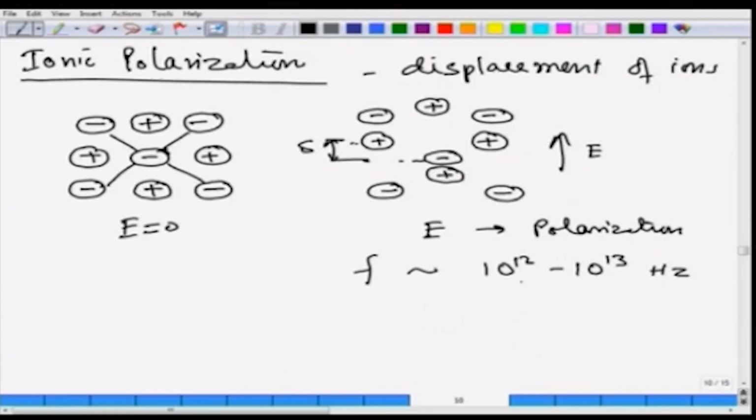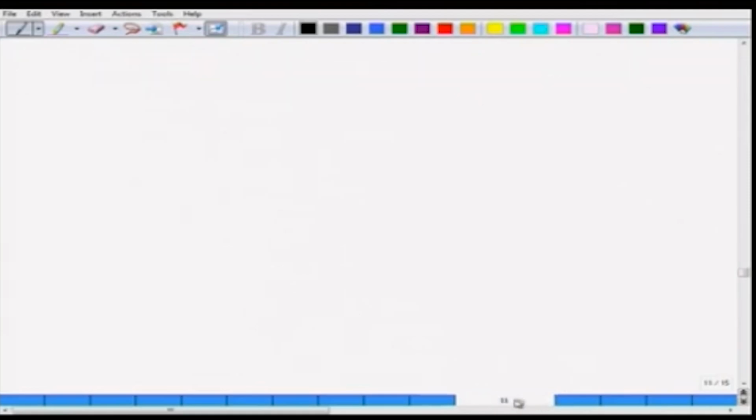If you are operating up to a frequency of 10 to the power 12 to 13, you will see both ionic polarization and electronic polarization. Both these mechanisms will be applicable. Second point, this is also temperature insensitive, because again there is no hopping of ions or atoms.